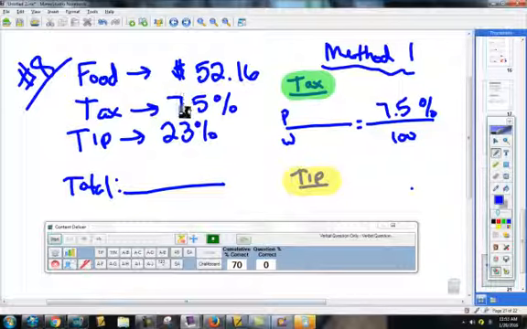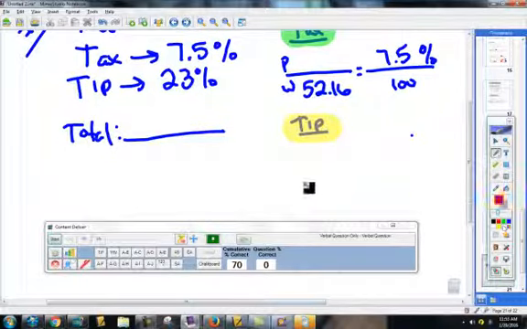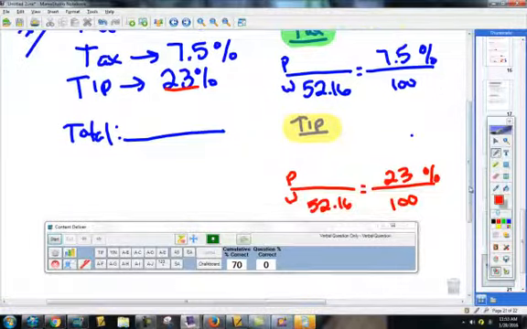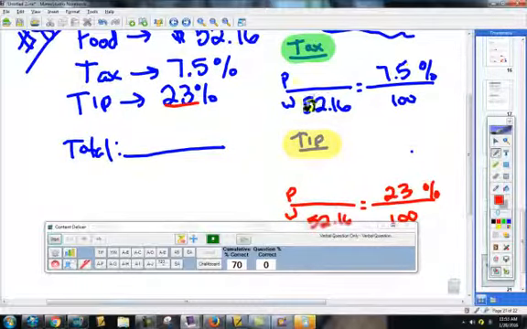Now, you have to find 7.5% of this. Think about that. What is that? Is that a whole or a part? That's a whole, so $52.16 goes there. Now before I calculate, I'm just going to come down and do my tip. This is going to be part, this is going to be whole, and this goes percent over 100. I know that I'm a big tipper, so I'm leaving 23%, and my food bill is still $52.16. That didn't change. Now from here, we're going to cross multiply and divide by 100.